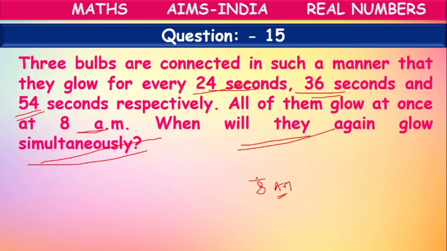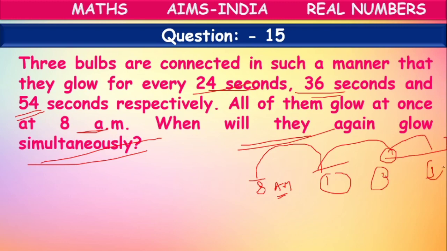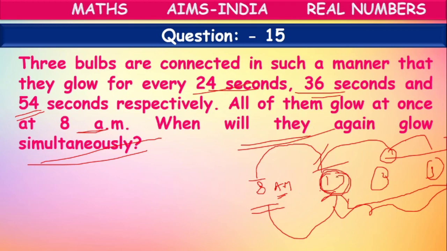So they may glow simultaneously after some time, first case, after some more time, second case, after some more time, third case. Like that, so many cases may be possible. But what they are asking is, after 8 am, in which case will they glow together? Means out of so many cases, the first case we have to consider. So the least common multiple we have to consider for these 3 numbers.